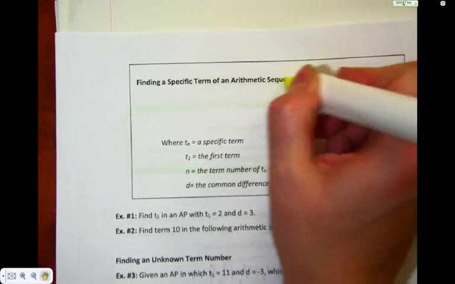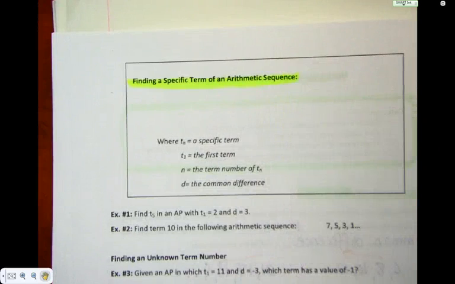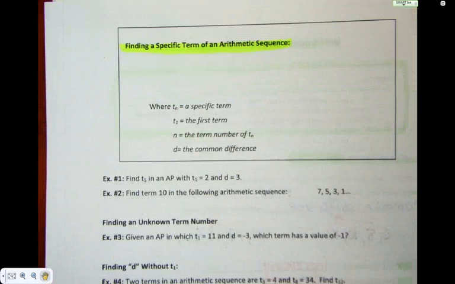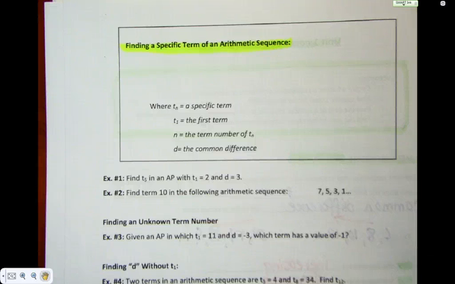I'm going to give you a formula, our very first formula of the year, and it's a formula to find a specific term in an arithmetic sequence. I appreciate that enthusiasm. It excites me too.